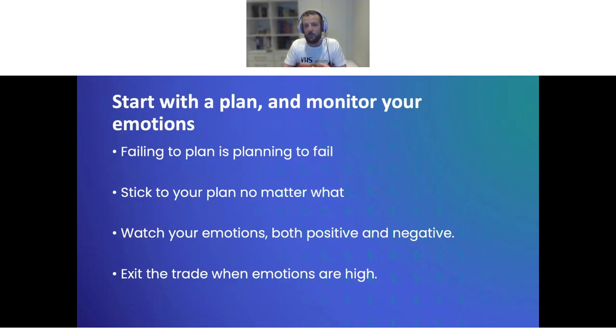So when you plan to trade, when you create your plan, like I had my plan there, where I said this would be my stop loss level, this is where I want to exit, this is where I'm going to enter. That is the plan, and I should stick to that plan no matter what. And when I execute my plan, I need to monitor my emotions, both positive and negative. When I feel that my emotions are too high, I should exit that specific trade, no matter what the current outcome is.